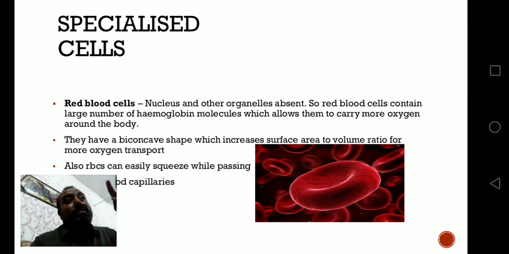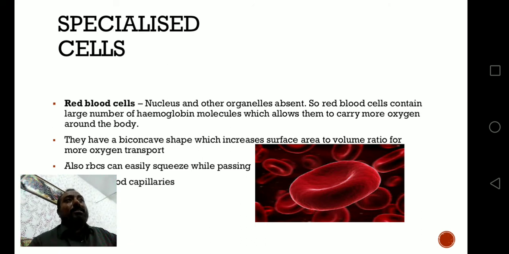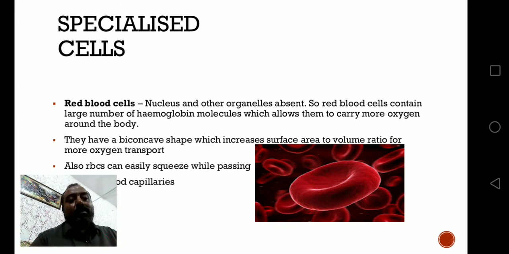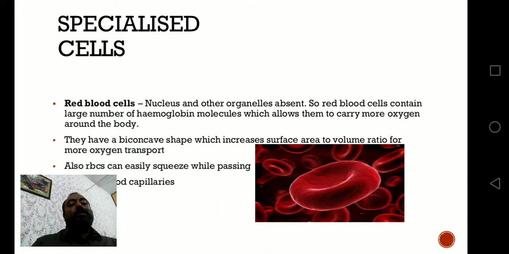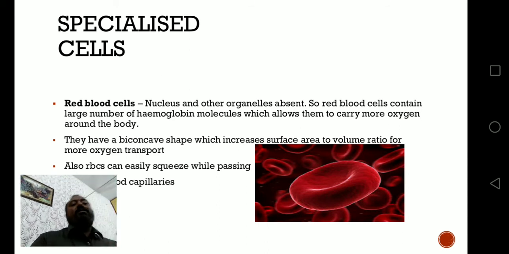Then it would be about 2 or 3 million RBCs in each millimeter cube of blood. So if RBCs are just rounded but not biconcave, what does it mean? It means that with the same surface area, RBCs will occupy more volume, and the number of RBCs in each millimeter cube of blood will decrease. I hope you understood this point. This is the meaning of the increase in surface area to volume ratio.